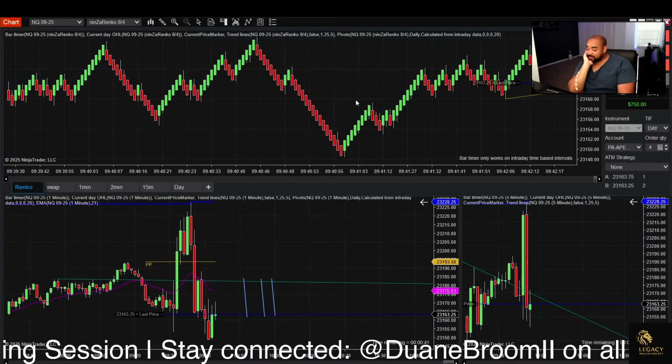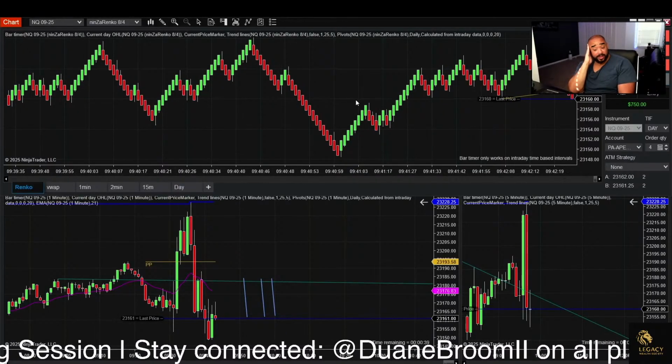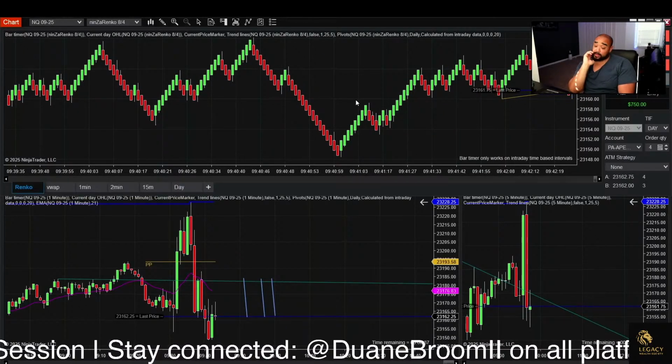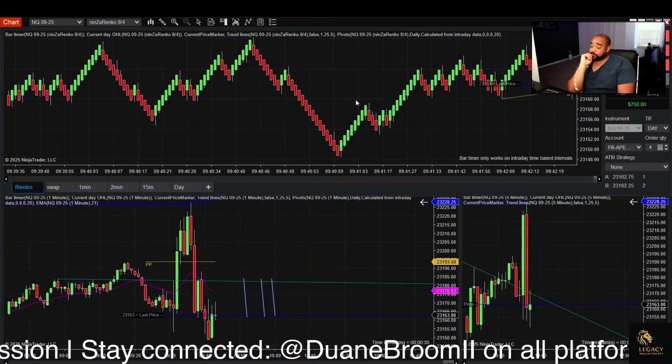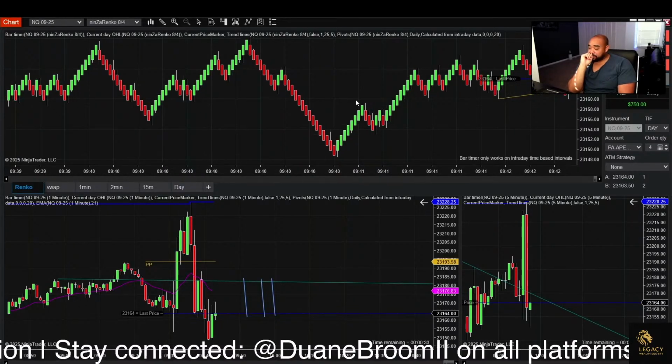Looks like they're trying to build out a bear flag here above the VWAP. We're slightly above the VWAP right now.